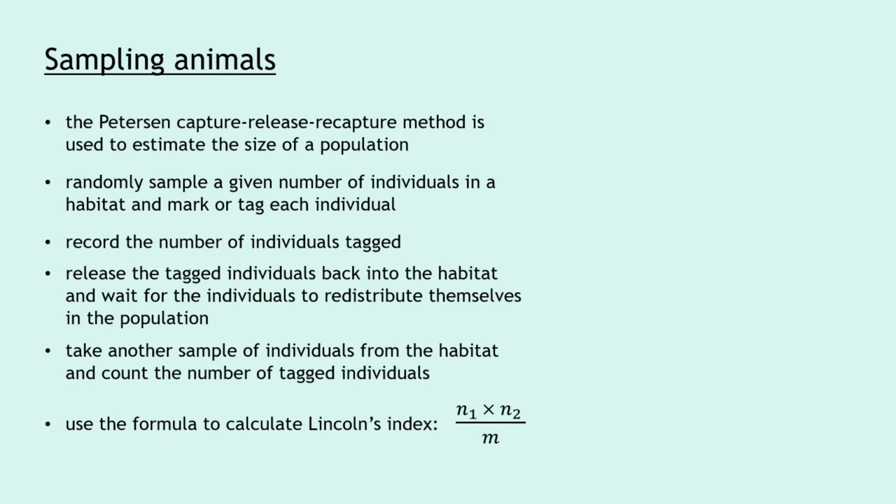There you go. Now, of course, there are quite a few assumptions that you have to make here. The first one is that you assume that the tags and the marks have not come off. You're assuming that this redistribution has happened. You're assuming that there has been no migration, there has been no increase in population size, things like that.